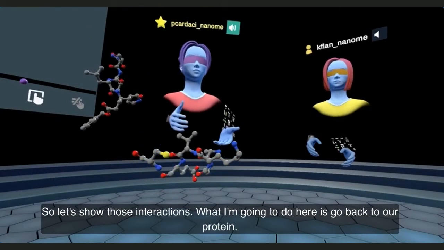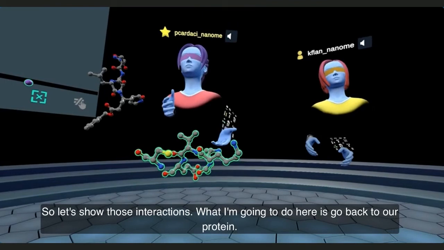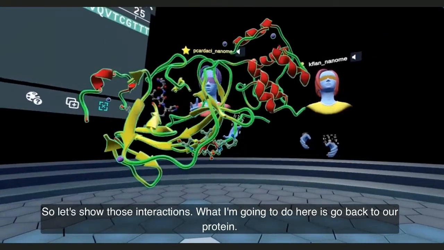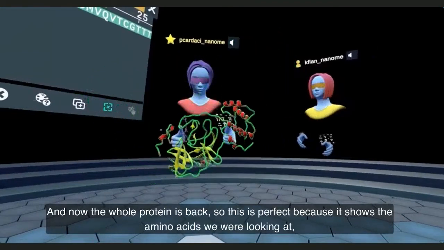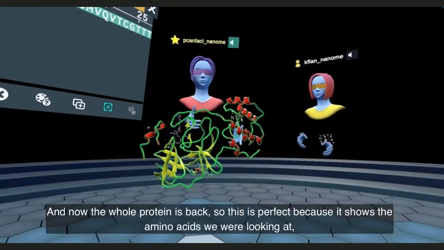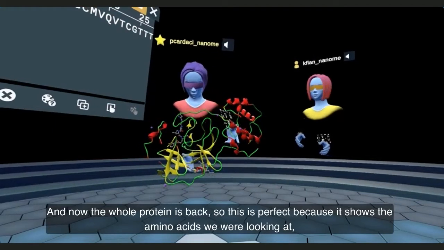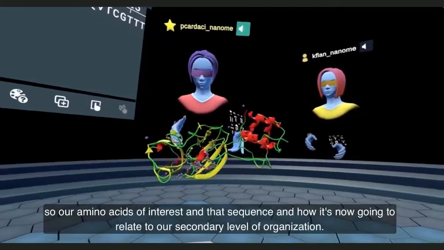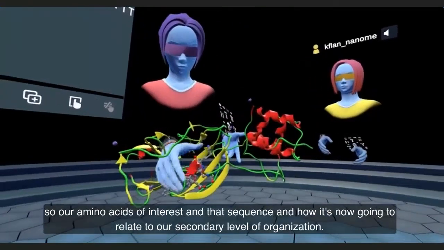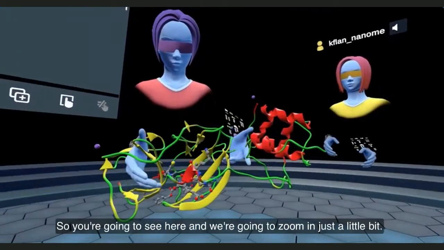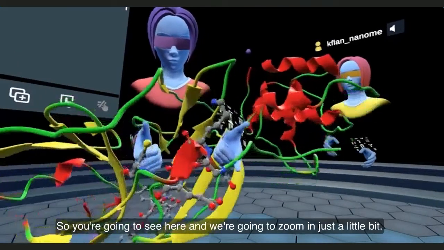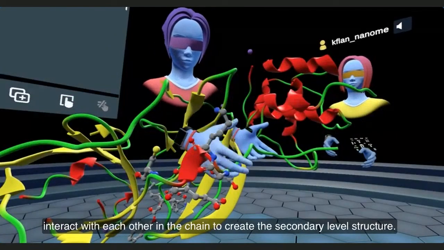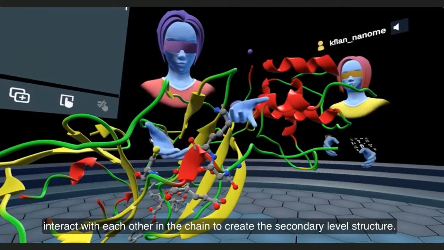What I'm going to do here is go back to our protein. And now the whole protein is back. So this is perfect because it shows the amino acids we were looking at. So our amino acids of interest and that sequence, and how it's now going to relate to our secondary level of organization. So you're going to see here, we're going to zoom in just a little bit. You can see those same amino acids and now how they're going to start to interact with each other in the chain to create the secondary level of structure.